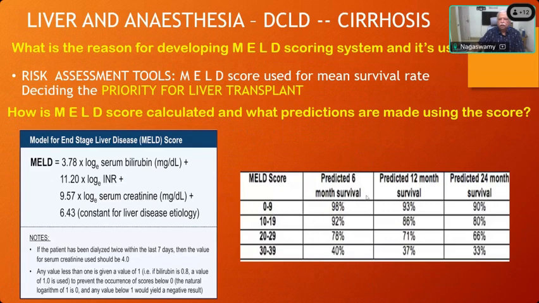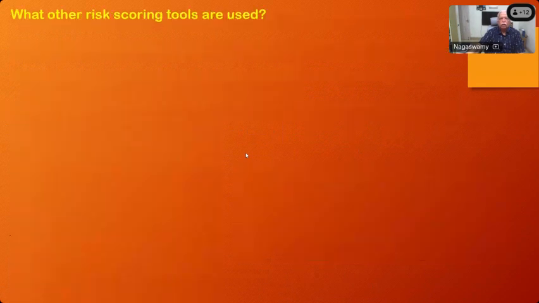0 to 9: 6 months survival 95%, 98%, 12 months survival 93%, 24 months 90%. Like that you have the scoring so that you can give priority to patients who are likely to die sooner if they don't undergo the surgery.